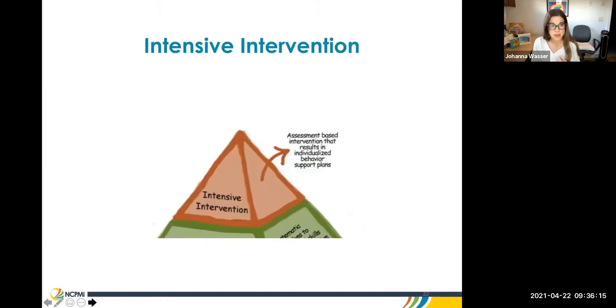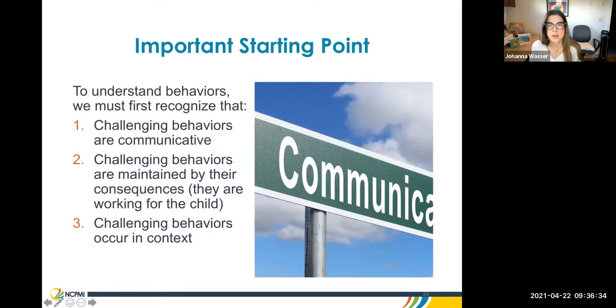Okay, so here we are, we're at that intensive intervention. The pyramid model trainings are being revised, and for you all to know, 3A, 3B is going to be PTR-YC. So it's going to look more like the training that you're receiving right now. Okay, so here's our starting point, right?